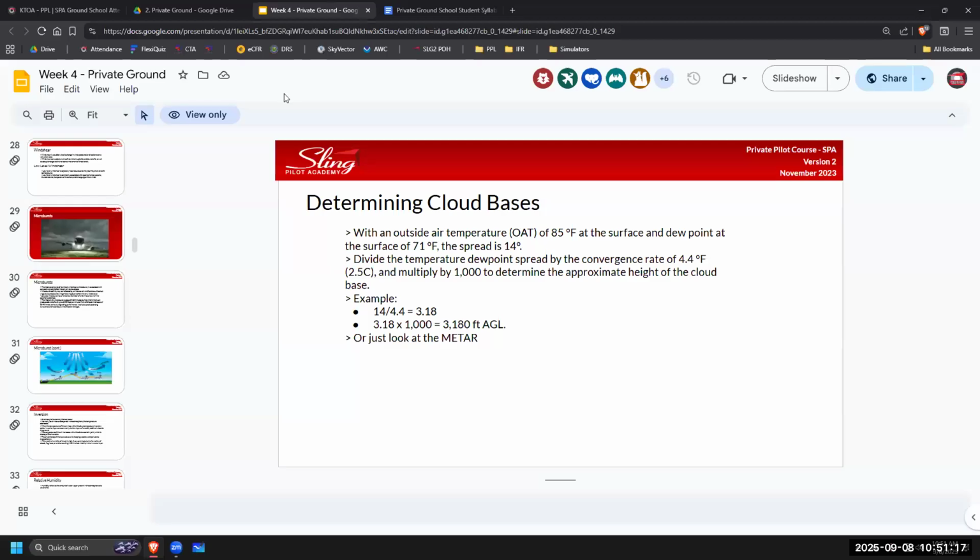Then does anyone know what this next part is? Wind direction and speed. Good. What does that read then?